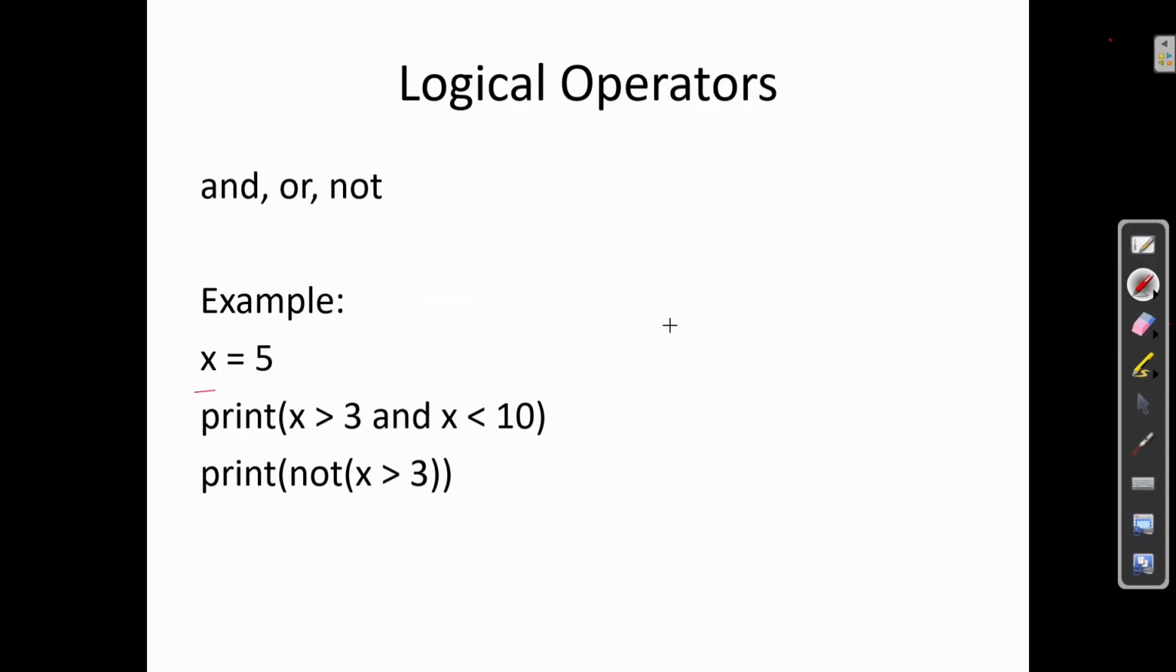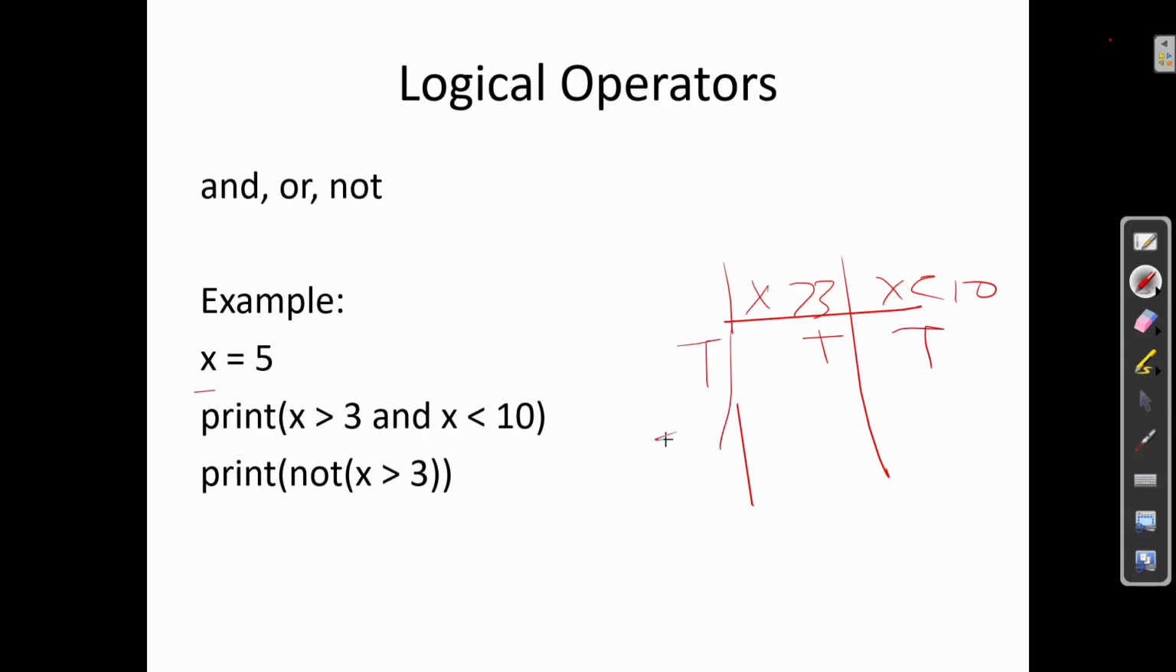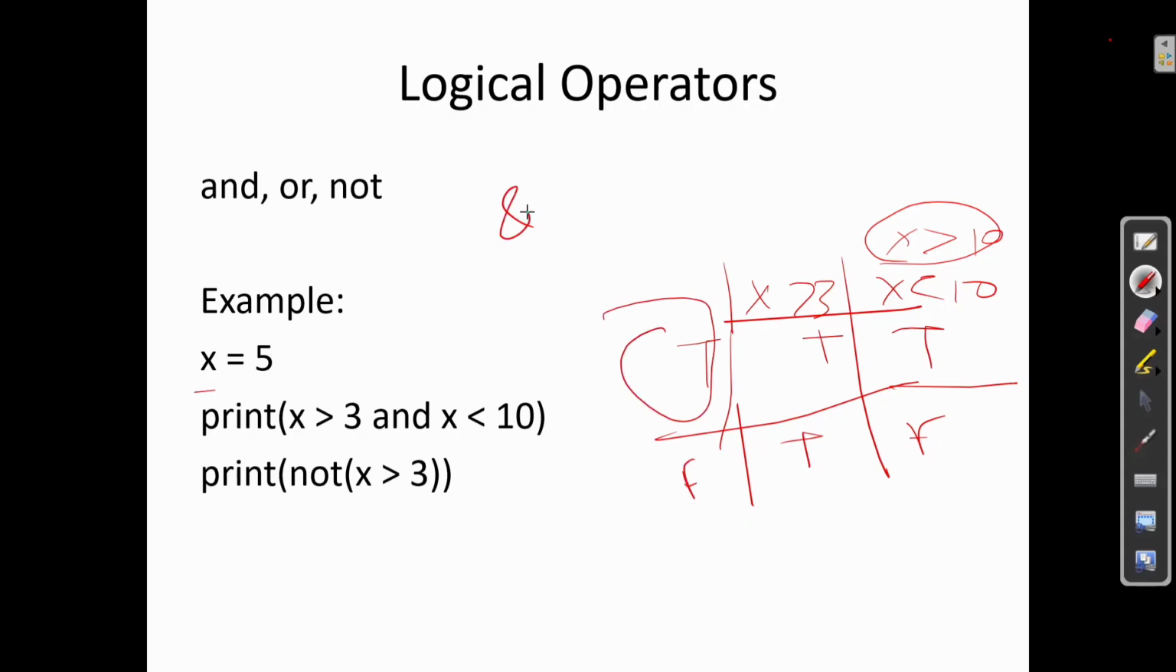Okay, let's make a table here for and. True, true, the result will be true. If some condition is here, like x is greater than 10, now x is what? 5, then it will be false and it will be true, then the result will be false. So for getting a true value in and, we need all the results, however many results there are, to be true only.